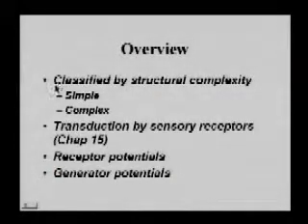So we have looked at the classification in a couple of different ways. Now we can classify based upon structural complexity, either simple or complex. We'll talk about transduction by the sensory neurons with reference to receptor potentials and generator potentials.